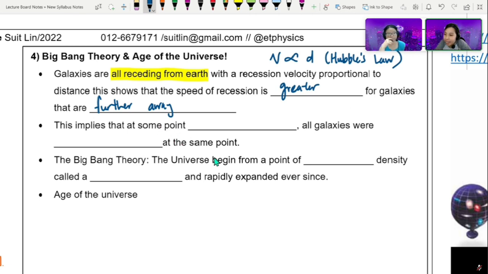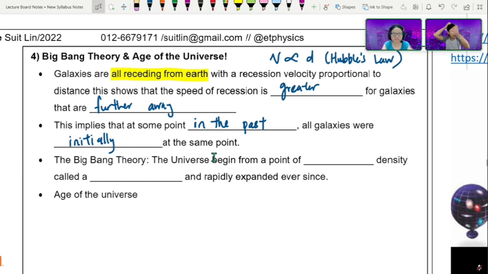Okay, so if you think backwards, if everybody's moving away from each other, this implies that at some point in the past, in the history of time, all galaxies were initially at the same point. Just think, everything's moving away, right? So you rewind, everything comes back to each other. It's rewind time. All of us came from one single dot. You, me, your computer, the cup.